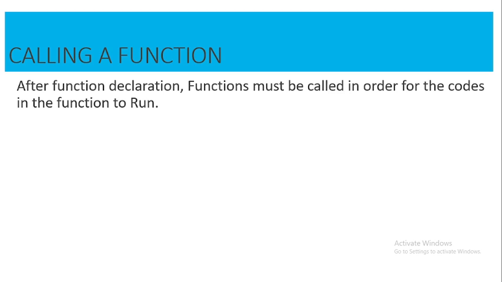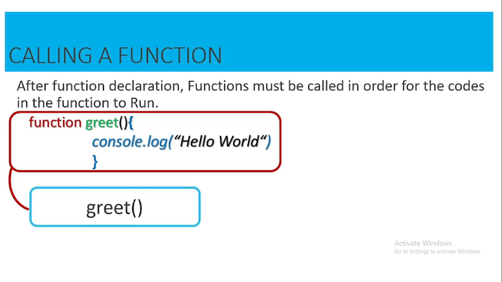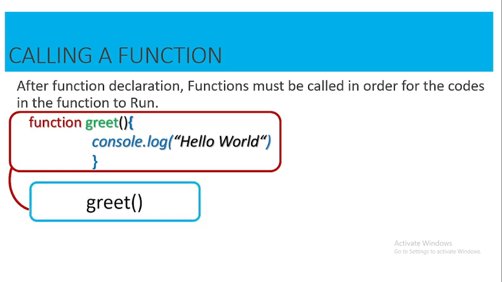So after function declaration, functions must be called in order for the code in the function to run. Now, the function call. Here you see in JavaScript programming language we declared the function greet with parentheses, without parameters. So we declared a function without parameters. Then when we are calling the function, we call the function without argument. If the function is without a parameter, then we also call the function without argument.